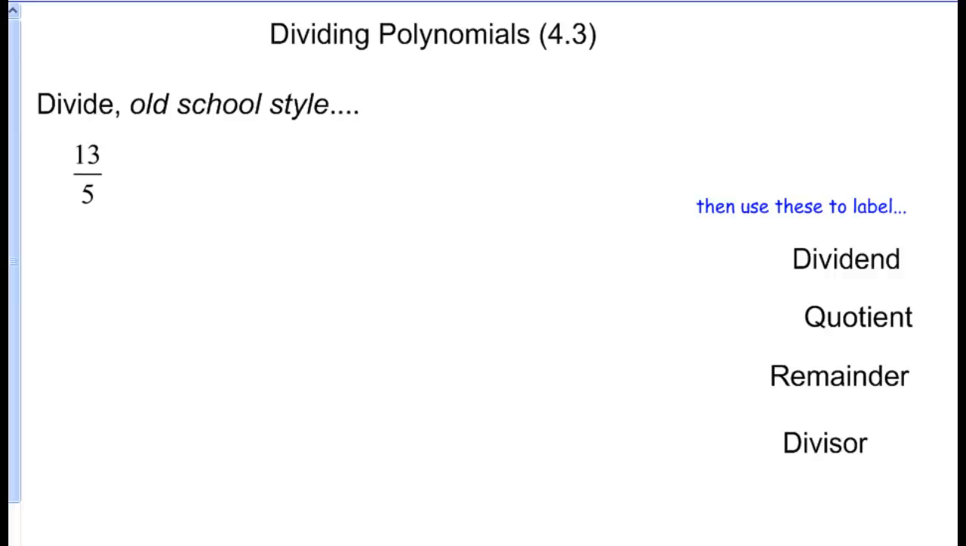Okay, we're going to learn how to divide polynomials. First, let's go old school. If you remember back to elementary school, 13 goes in the house. 5 is over here. How many times does 5 go into 13?